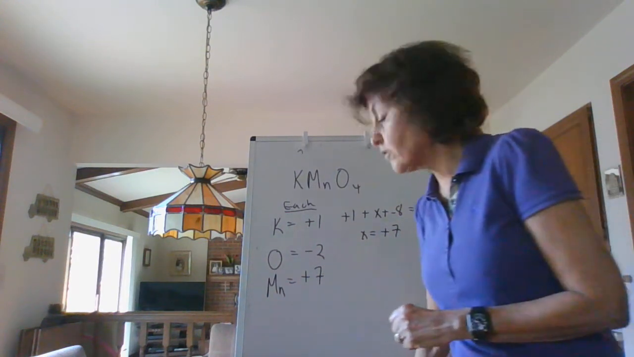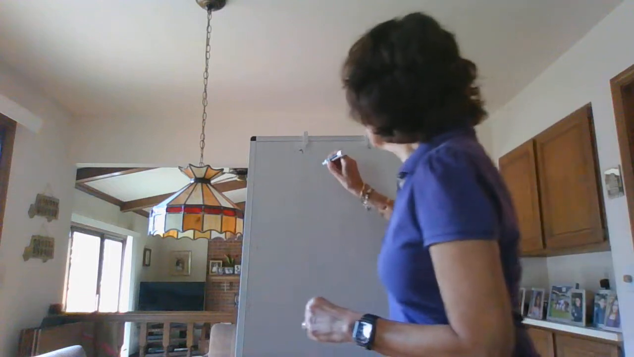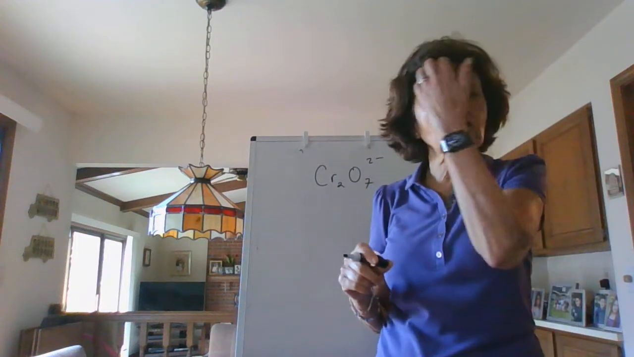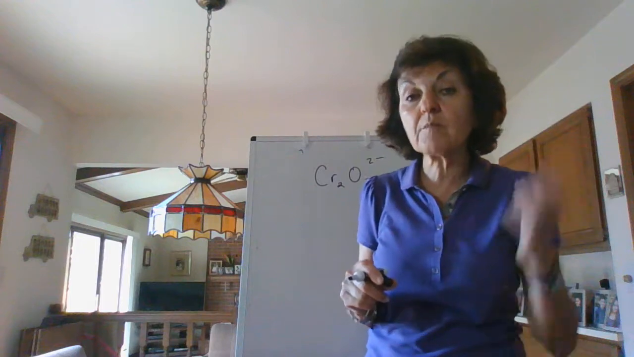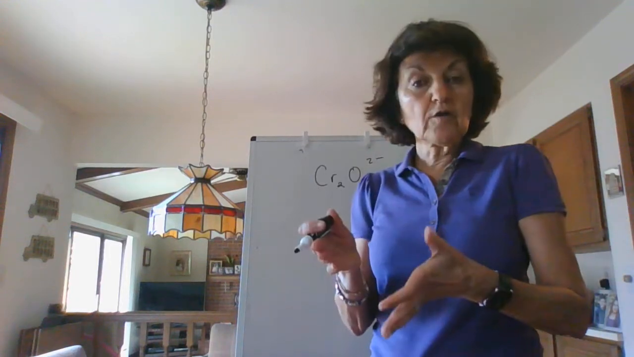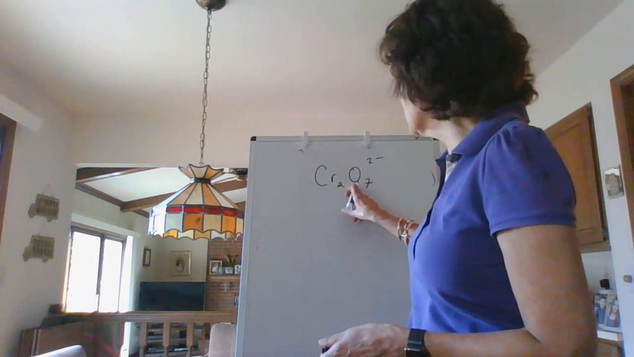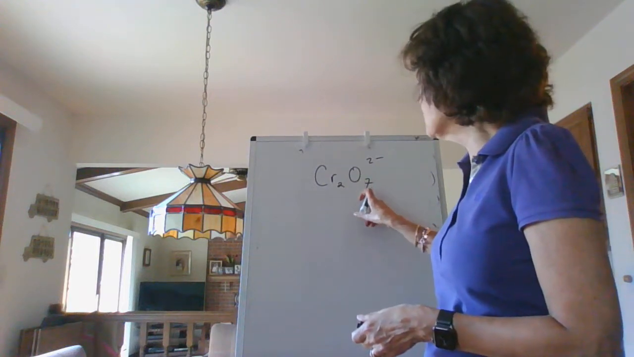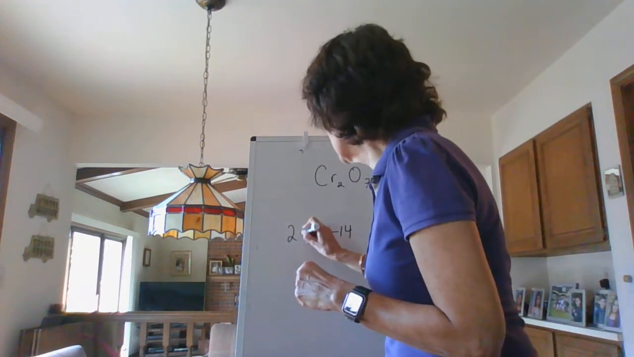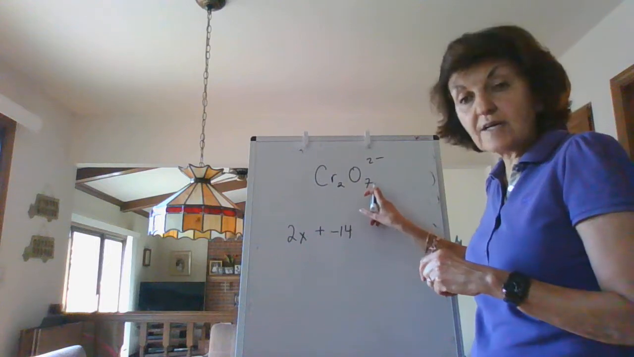That's this one. All right, so here's another one. Let's say I have the dichromate, Cr2O7 2-. Okay, dichromate. And the question is, what is the oxidation number of each chromium in the dichromate polyatomic ion? Okay, so we follow the rules. Rule 4 said that oxygen is -2, but I have 7 of them. -2 times 7 is -14. And I have 2 chromiums, so 2x plus -14. How did I get the -14? -2 times 7 is -14.